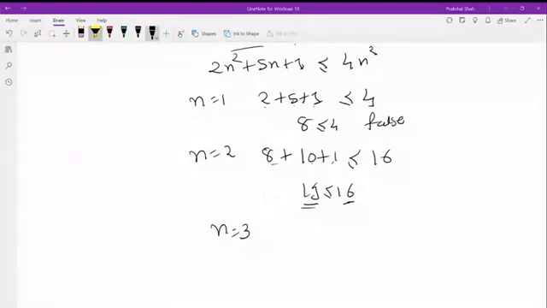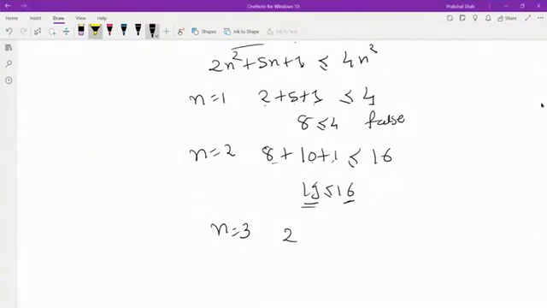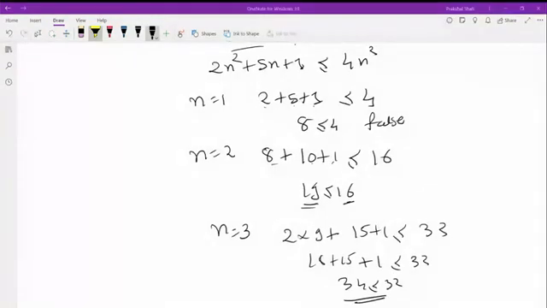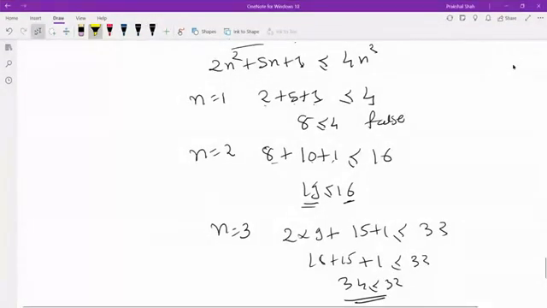For n equals 3, what could be the value? 2 into 9, plus 5 threes are 15, plus 1, less than or equal to 9 fours. Okay, so it will be 18 plus 15, 33, plus 1, 34. Now see, my value is also decreasing. Sorry, it will be 4 into 9, 36.